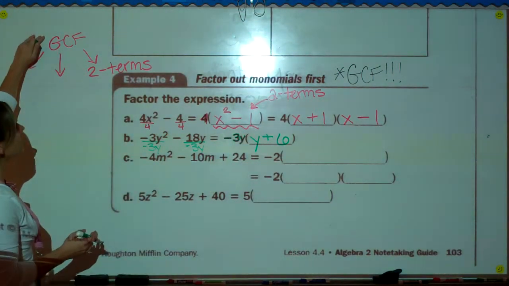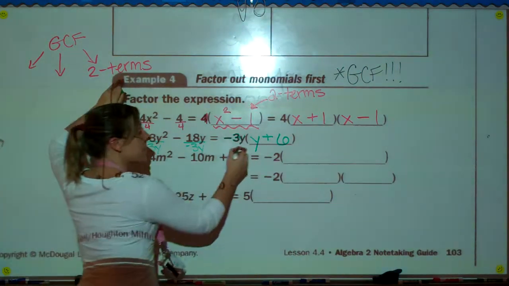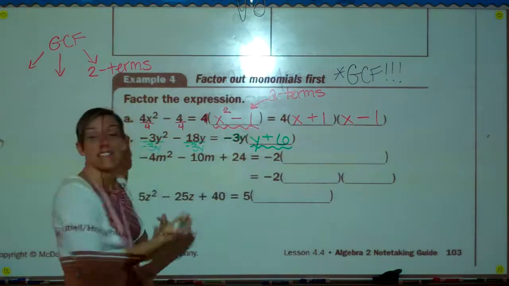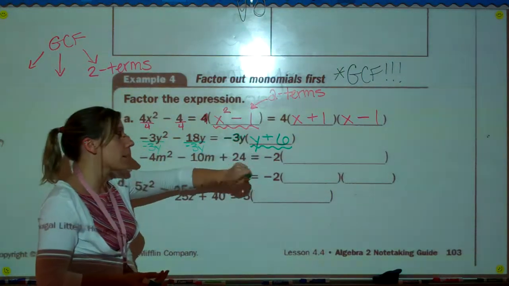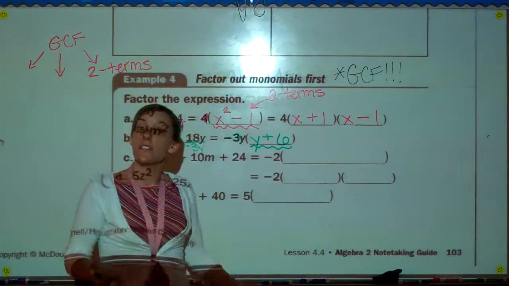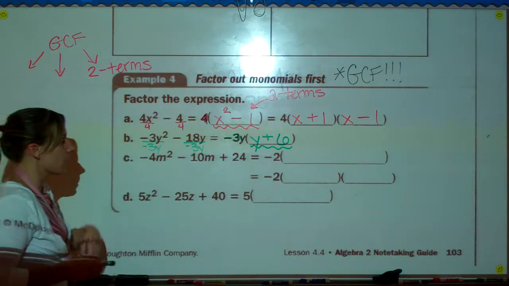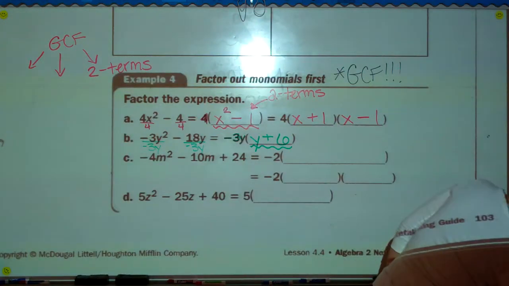Well, once you've done GCF, you notice that this is only 2 terms, just like this one was, but this isn't a pattern. It's not squared, and you can't square root 6, so we're actually done with that one. Okay? All right, this one, the GCF is a 2.